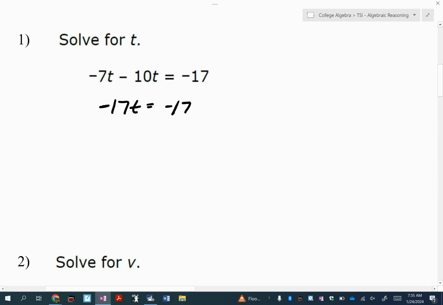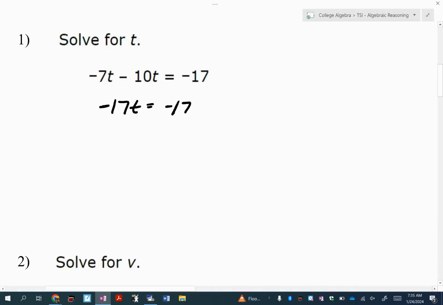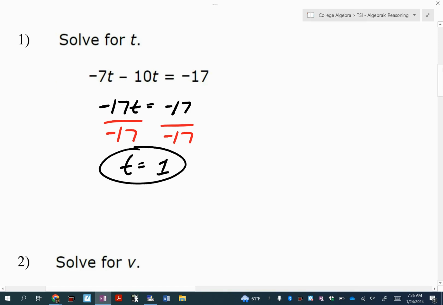Now you probably can figure out what t needs to be to make this true. In Algebra 1, you were taught to do what step to undo that multiplication? Division. So it would be just 1. And that's it for the first one. Any questions on number 1? Remember, I try to start pretty straightforward and then get a little more challenging.